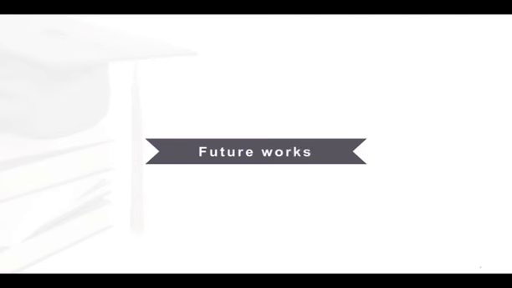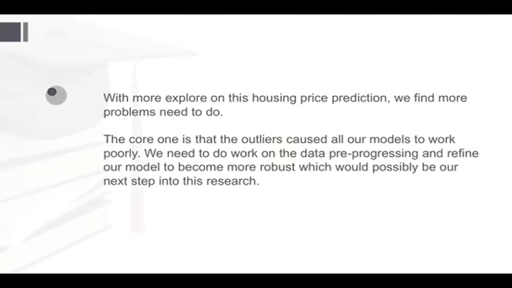So, what should we do in our future work? With more exposure to this housing price prediction, we find more parts we need to work on. The core one is that the outliers caused all our models to work poorly. So we need to work on the data pre-processing and refine our model to become more robust, which would possibly be our next step in this research. Thank you.